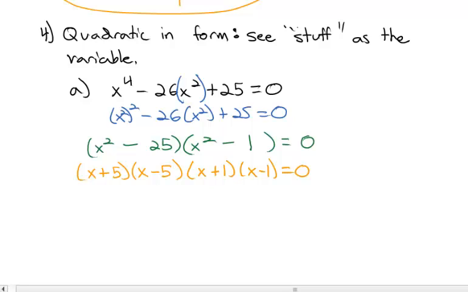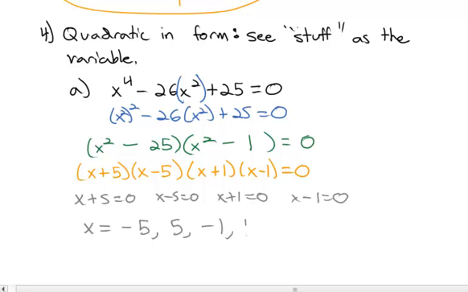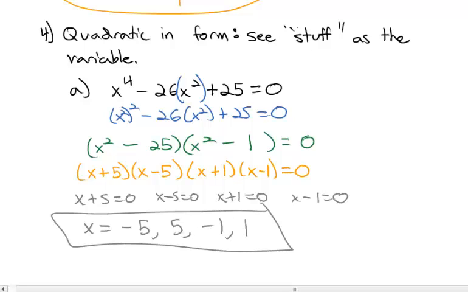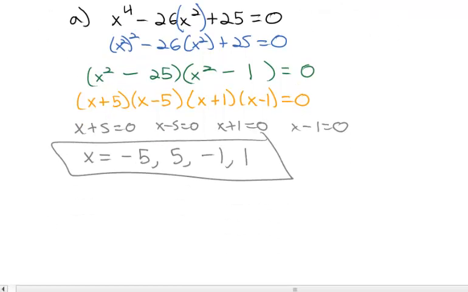So now we can set each factor equal to 0. x plus 5 equals 0, x minus 5 equals 0, x plus 1 equals 0, x minus 1 equals 0. And solve each equation to get solutions of negative 5, 5, negative 1, and 1. That one we probably could have done before, though, just treating x to the 4th as x squared times x squared. Let's try a more interesting problem.